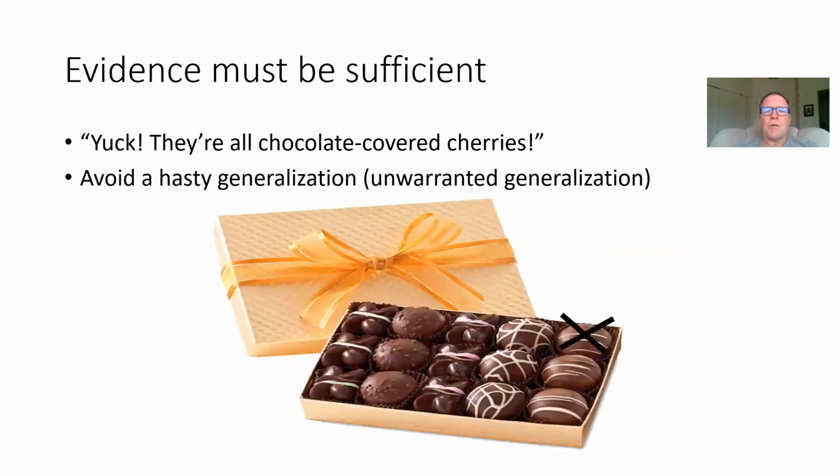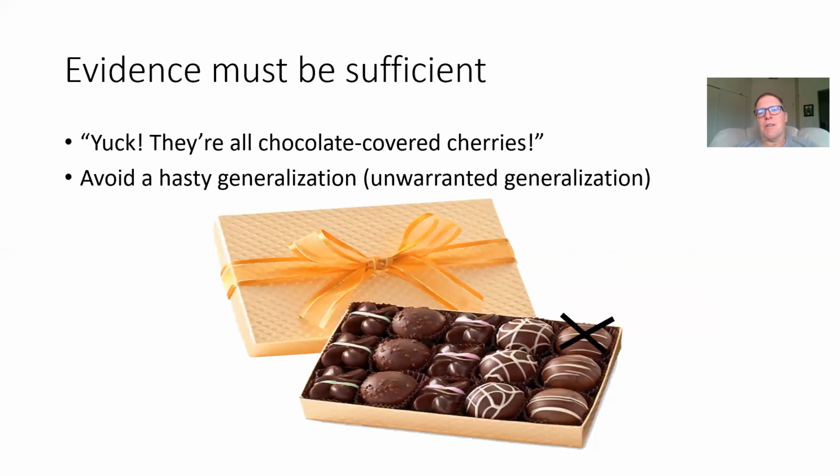So I try one right there, and oh my God, it's a chocolate covered cherry. Oh my God. I'm screwed. The whole box is chocolate covered cherries. I'm throwing the whole thing away. Is that a good thing to do? Not really. I'm not going to do that, because that's only one sample out of 15. That's not enough. Okay. That's called a hasty generalization or an unwarranted generalization.